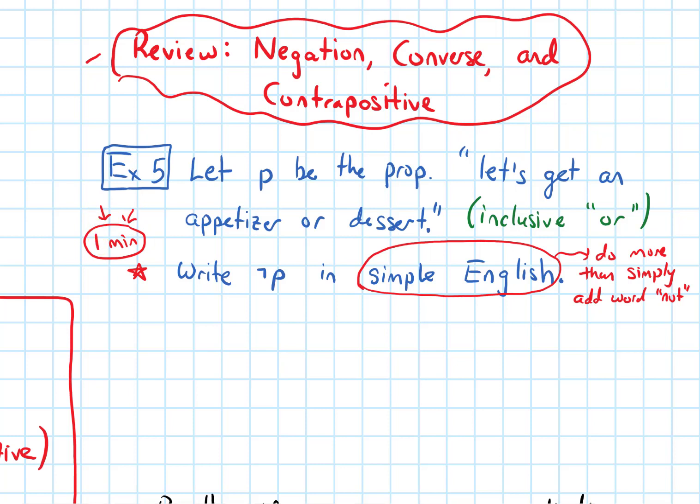Alrighty, so hopefully you paused it and tried it for about a minute. So we're trying to form the statement not P, or the negation of P. This is an inclusive or statement, let's get an appetizer or a dessert, which means we could get an appetizer or we could get a dessert, or both of them. So if I want to negate that, what would have to happen is we would have to get neither of them.